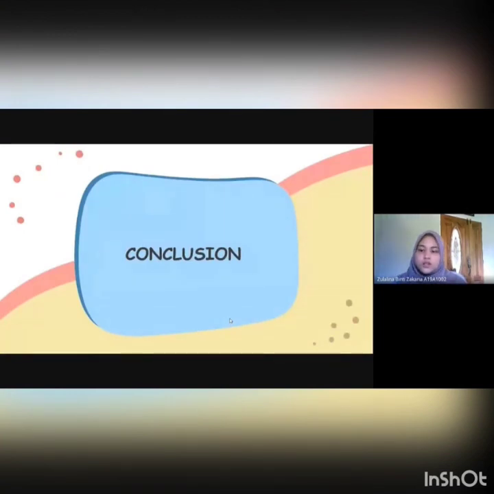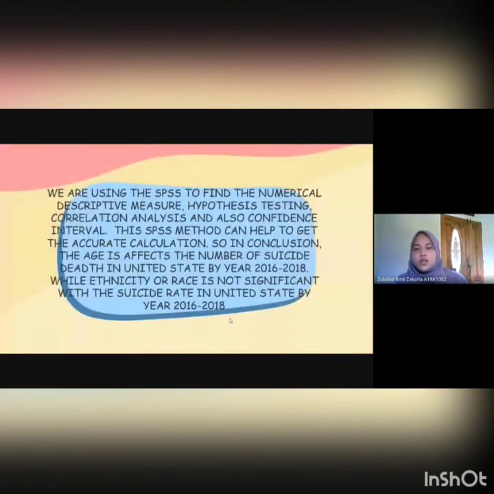Next is the conclusion. We are using SPSS to find the numerical descriptive measures, hypothesis testing, correlation analysis, and also confidence intervals. This SPSS method can help to get accurate calculations, for example, the mean, median, and also the standard deviation. So, in conclusion, age affects the number of suicide deaths in the United States from 2016 until 2018, while ethnicity or race is not significant with the suicide rate in the United States in 2016 and 2018.